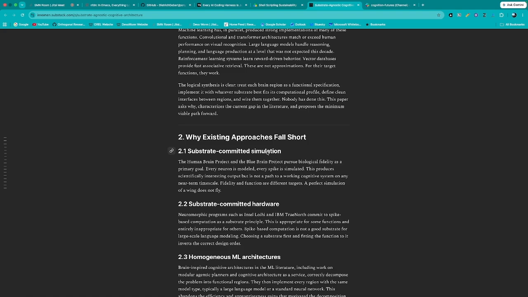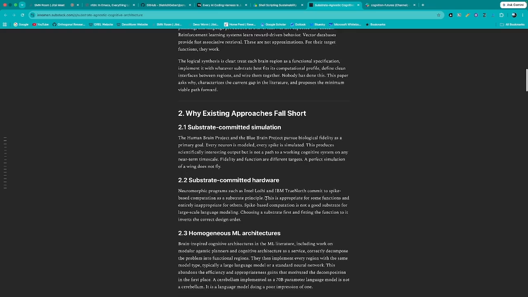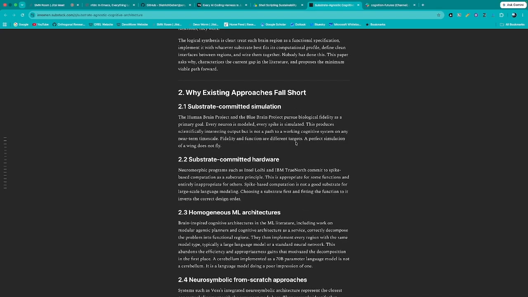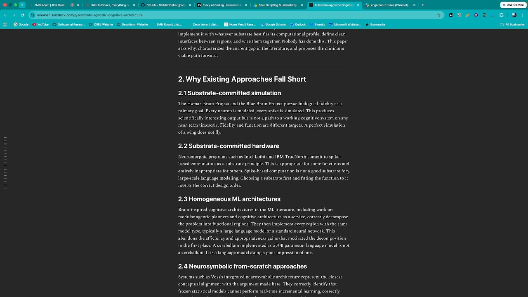So the first point here is substrate committed simulation. He talks about the Human Brain Project and Blue Brain Project, and they pursue this biological fidelity as a primary goal. But then the problem is that you can produce a scientifically interesting output, but it doesn't provide a path to a working cognitive system on any near-term timescale. Fidelity and function are different targets. A perfect simulation of a wing does not fly. That's the criticism of this approach of mass neural simulation or emulation.